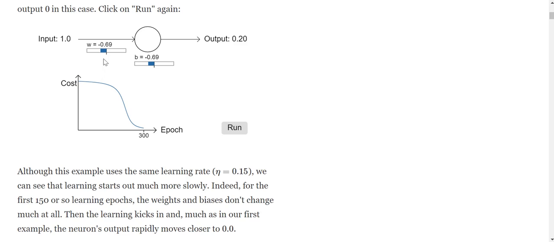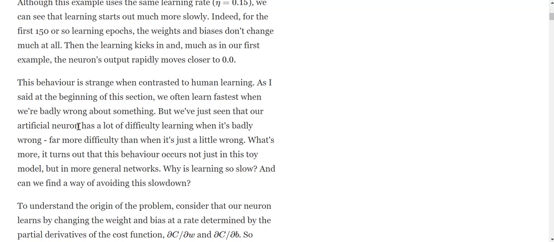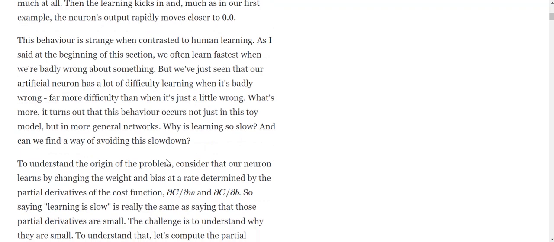To remind you, if the weights and biases were changing drastically, then the output would also be changing drastically, and the cost would be coming down drastically. This behavior is strange when contrasted to human learning. As I said at the beginning of the section, we often learn fastest when we are badly wrong about something. But we've just seen that our artificial neuron has a lot of difficulty learning when it's badly wrong, far more difficulty than when it's just a little wrong. What's more, it turns out that this behavior occurs not just in this toy model but in more general models or networks. Why is learning so slow? And can we find a way of avoiding the slowdown?